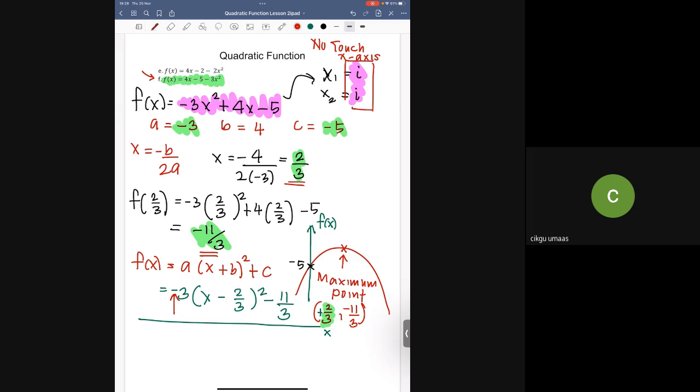So that means when I'm going to draw my x-axis, I know this is negative 5, and 0 is going to be above. I draw it in such a way that the x-axis is not going to touch the curve. This is how we sketch the graph.